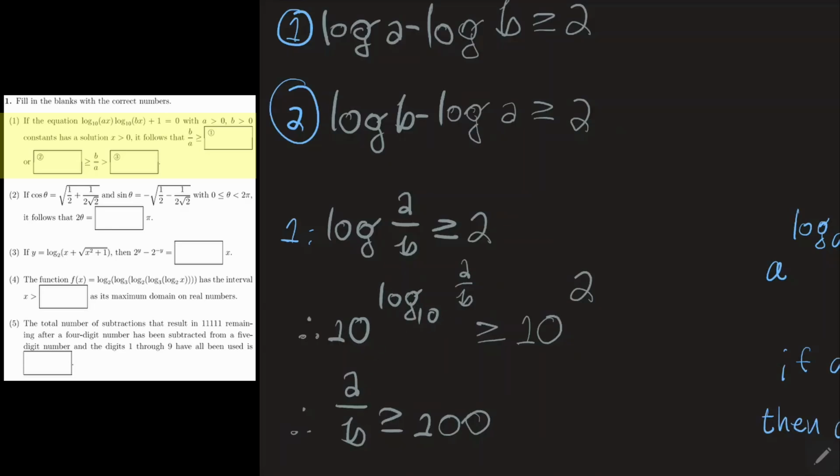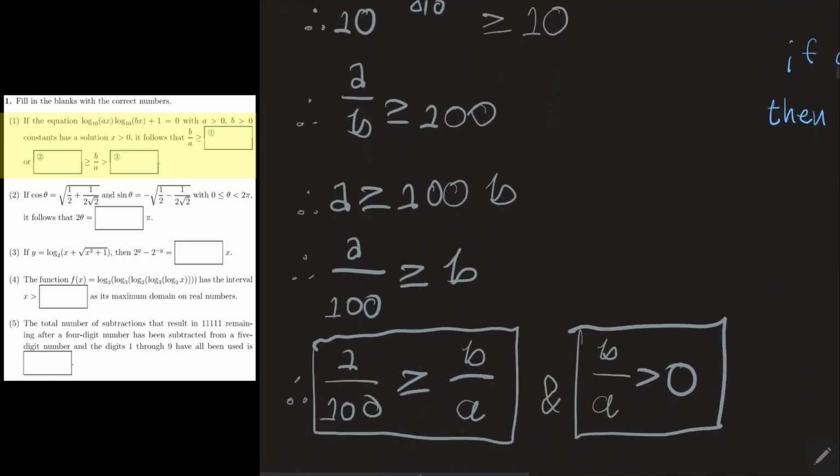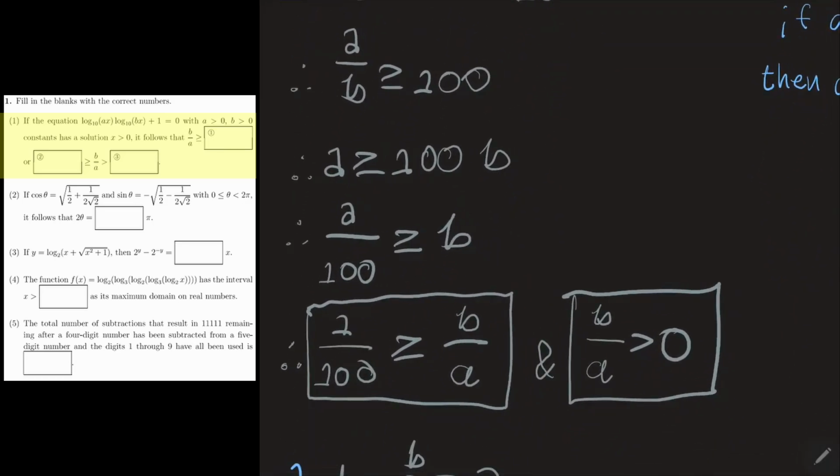Of course, the question asks for b over a, so now we have to rearrange this a little bit. And definitely be careful here. When I was doing this, I kept making mistakes until I actually did every single step very carefully. Maybe that's not a problem for you, but just in case, you should definitely be careful here. But anyways, what we end up with is that 1 over 100 is greater than or equal to b over a.